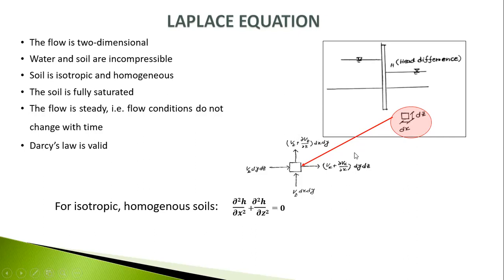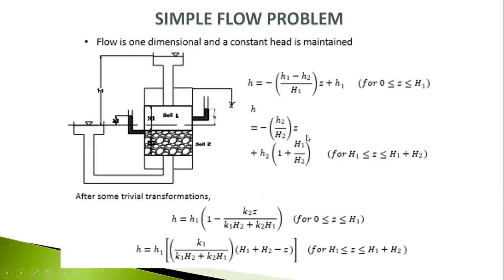Okay, so we have to remember these terms. Now we will see the simple flow problem. Here there are two kinds of soil particle. One is soil one, another is soil two. So this soil has a total depth h1, and this soil has total depth h2. That is capital H1, capital H2.